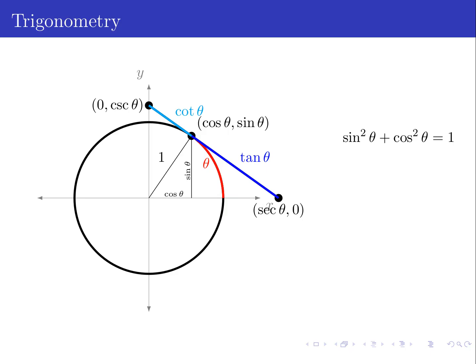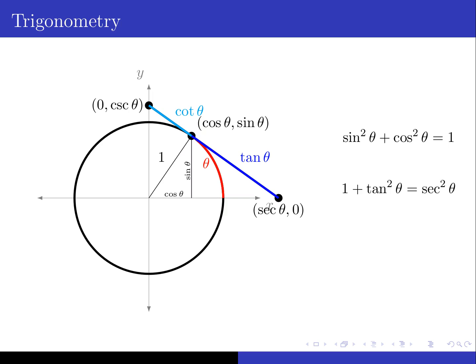Now, the radius and the tangent line form a right angle. You can prove that by symmetry. So you'll notice that the tangent of theta forms the leg of a right triangle. And we can use the Pythagorean theorem to generate another identity.